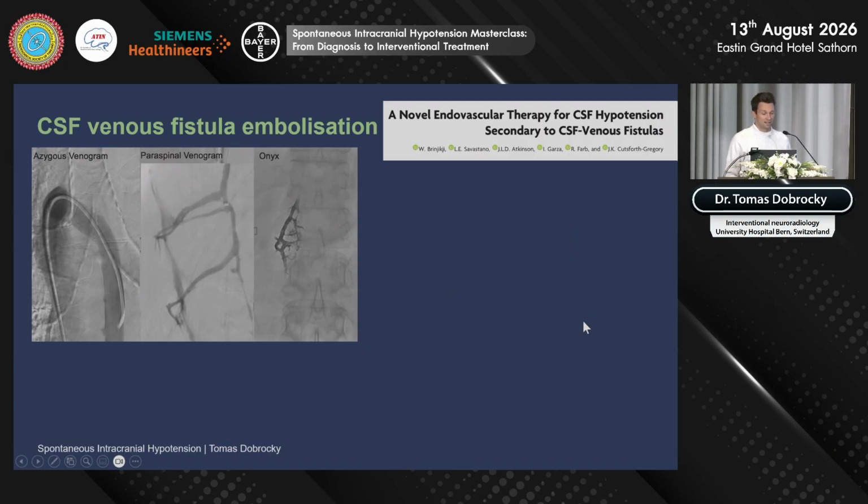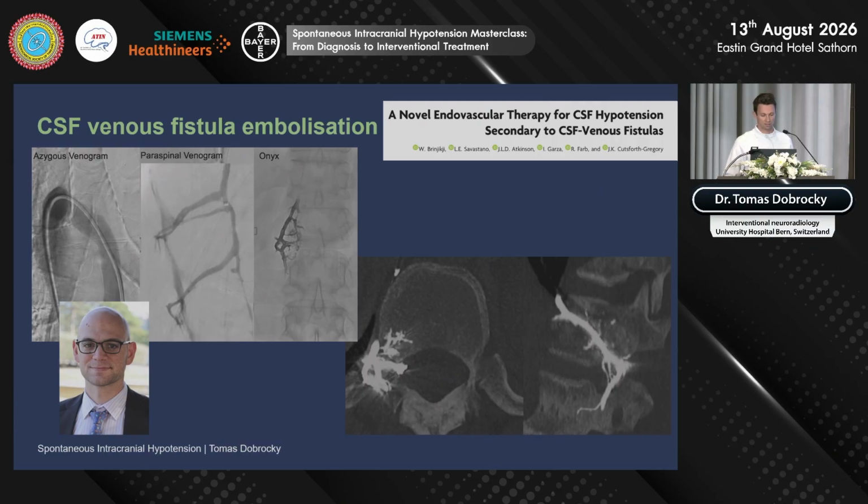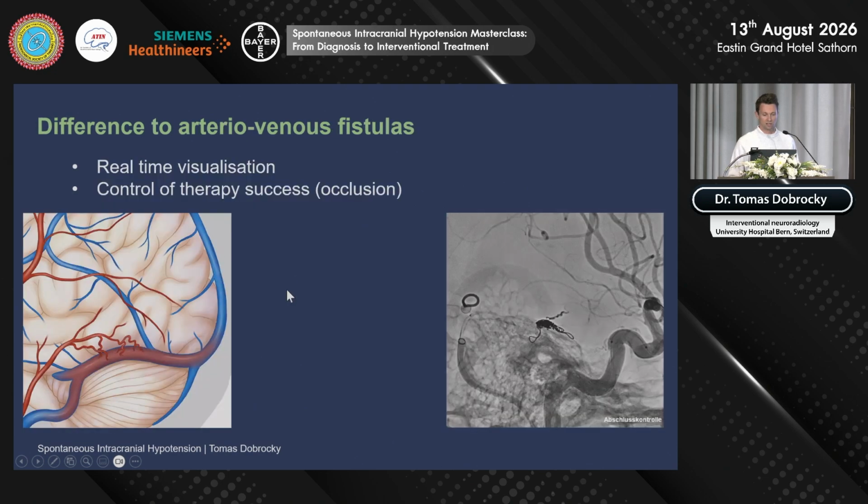The technique of transvenous embolization is very, very recent. It's Waleed Brinjikji, who is working at the Mayo Clinic in the US, who first proposed the treatment and has definitely done the most. He proposed it in 2019-20, and these are one of the first cases he shared with us.